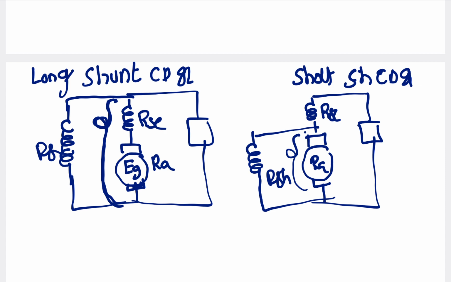And we have the cumulative compound generator and the differential compound generator. Cumulative compound generator means the flux developed by the series field winding is going to add to the flux of the shunt field winding, and differential compound generator means the flux developed by the series field winding is going to oppose the flux developed by the shunt field winding. That is the differential compound generator.